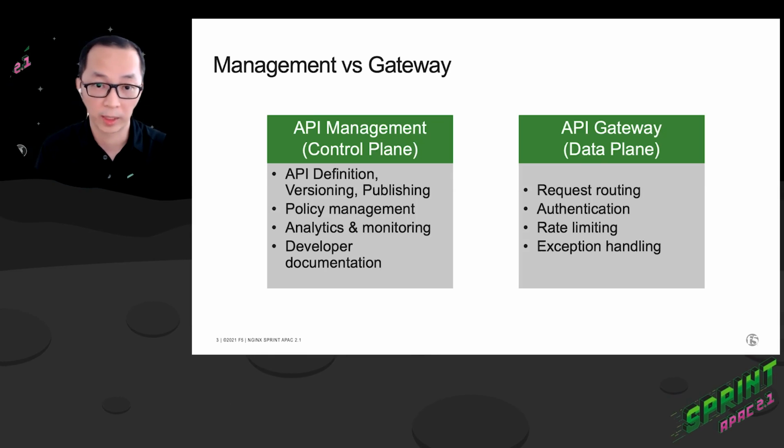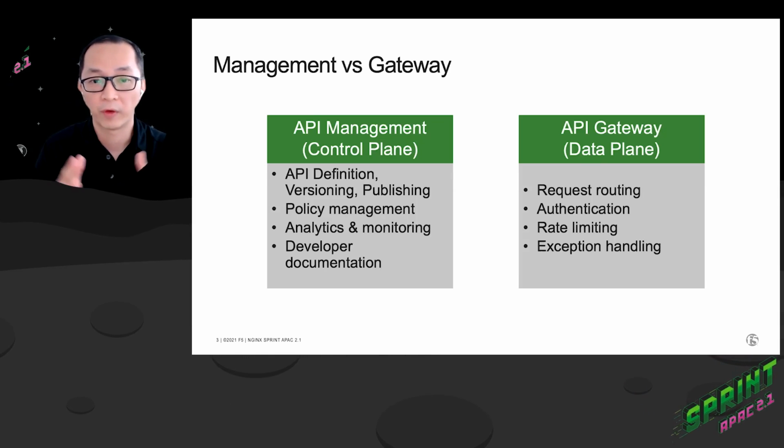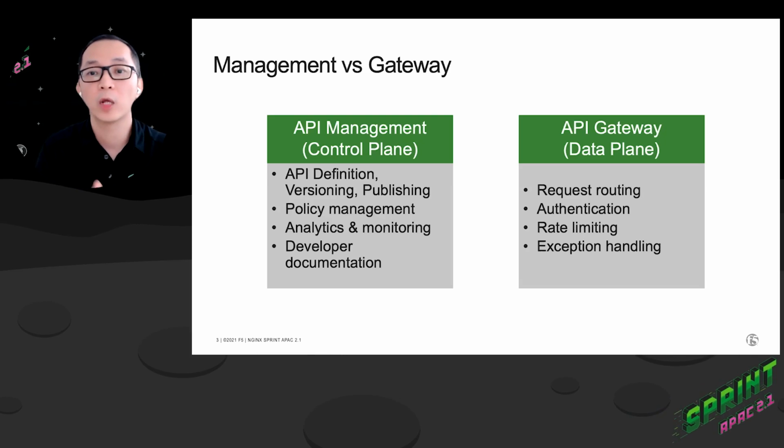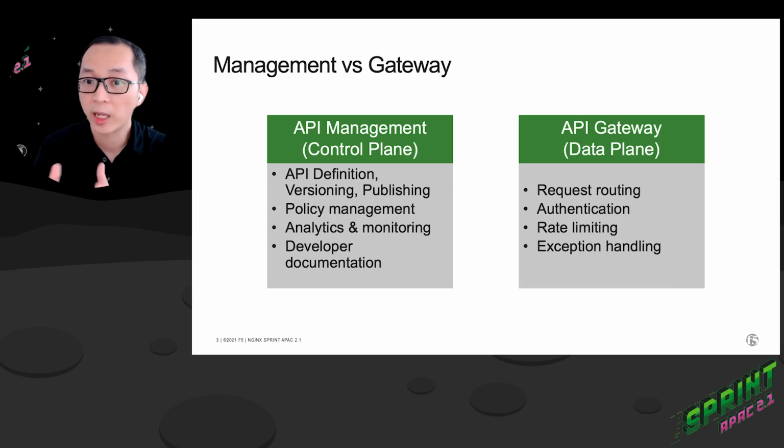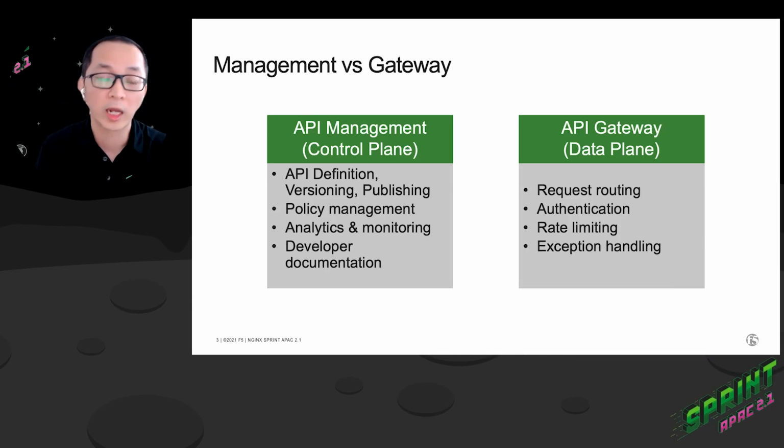Now, API management is a control plane. API gateway is the data plane. Some vendors have very coupled solutions where you must deploy API management together with the API gateway. But for NGINX, we choose to adopt a decoupled architecture. You can run NGINX Plus as an API gateway solely by itself, or you can choose to run the API gateway together with NGINX Controller for API management.